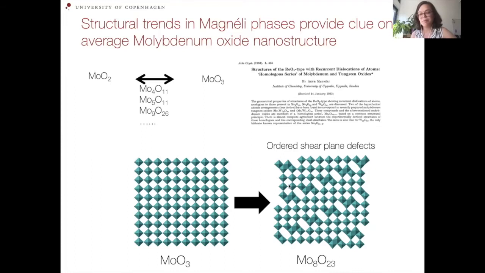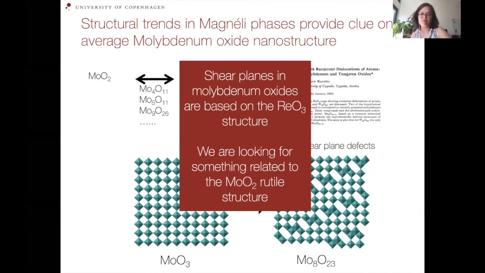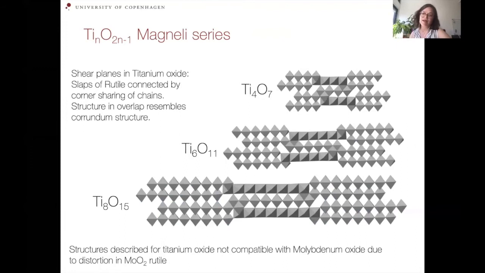But the problem here is that this is a rhenium oxide structure when it comes to molybdenum oxide. And what we're looking for is something that is closer to a rutile structure. But we know a lot of other rutile structures. We know, for example, titanium oxide, and rutile structures in titanium oxide will also form shear planes.